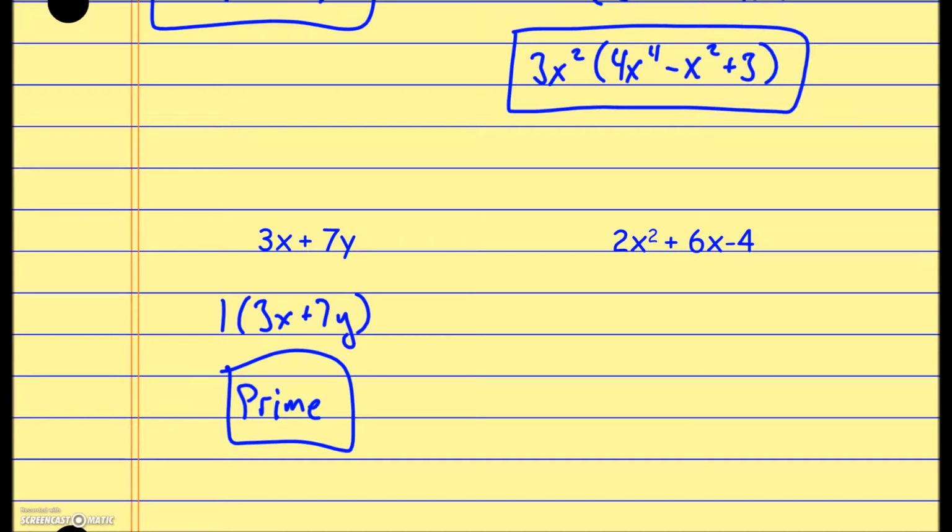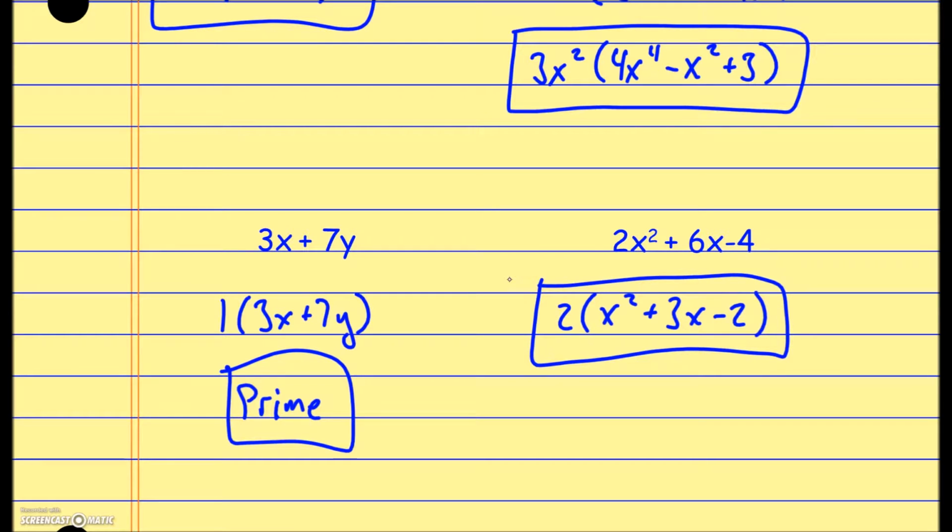If I look at this next one, again, the greatest common factor here as I look through between the numbers is going to be a 2. And then because that minus 4 doesn't have an x, that's it. I can just factor a 2 out. That leaves me with an x squared plus 3x minus 2. And that's really all I can do for this one. This one doesn't factor any further. Okay?